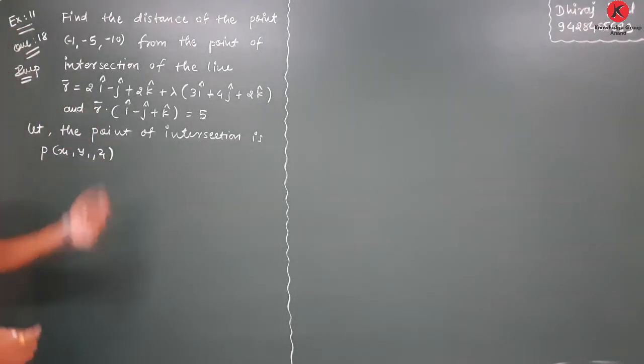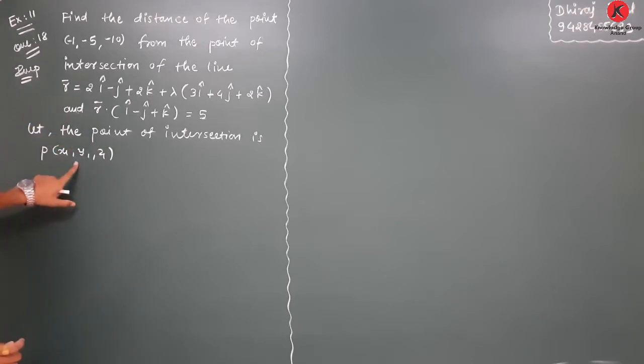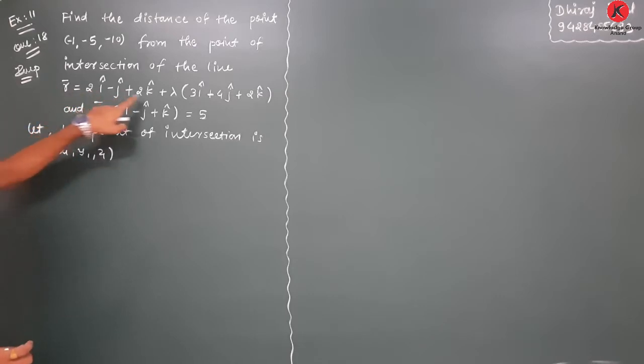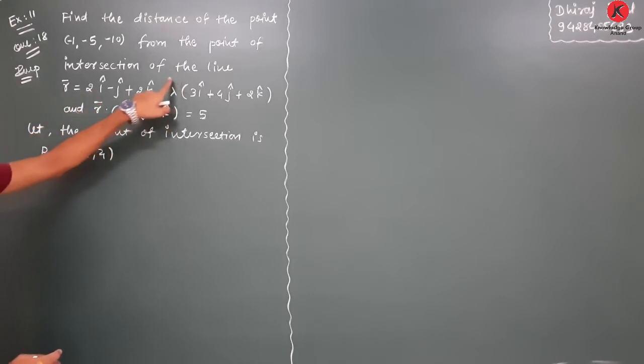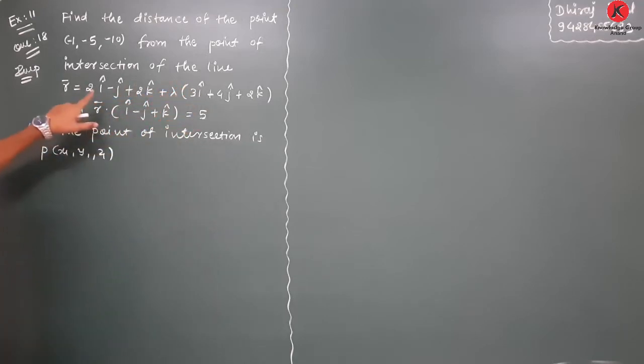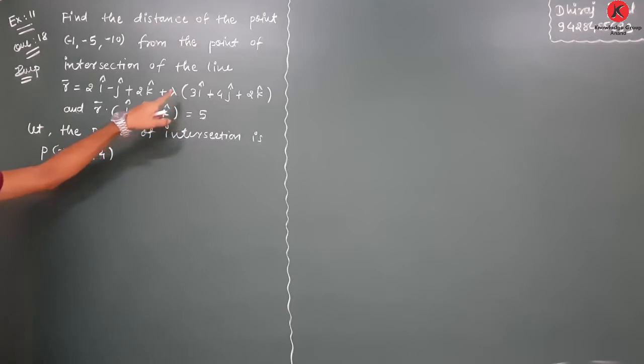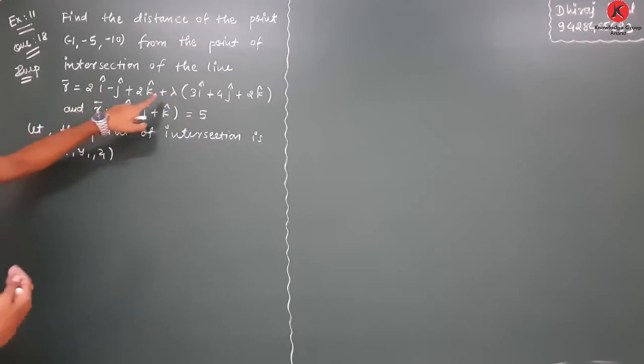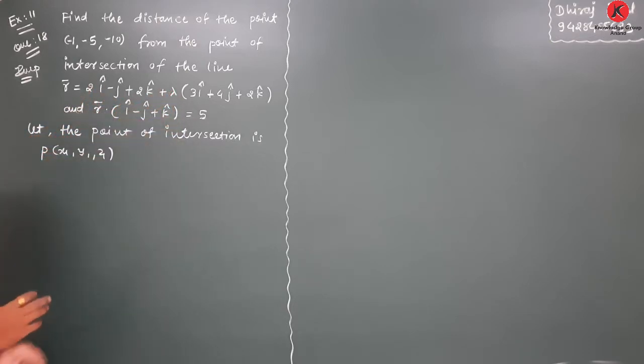How can it be possible? See here, this point is on the line as well as on the plane. If we are putting this point on the line, then we get x1 in the form of lambda 1, as well as y1 in the form of lambda 1 and z1 in the form of lambda 1.